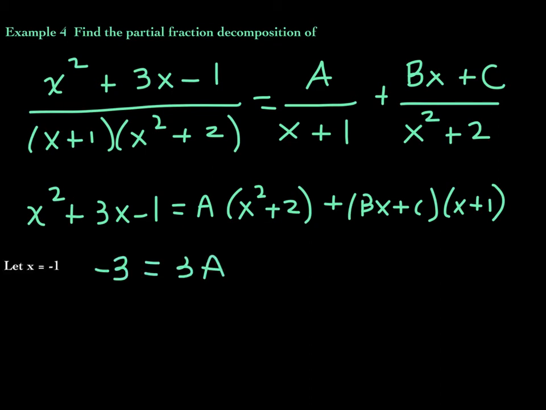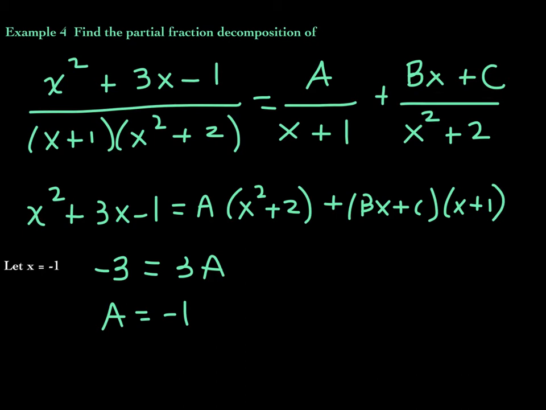Okay, I let x be -1. When you let x be -1 here on the left-hand side, you do get -3. And when you let x be -1 for this entire term here, it goes to 0 because of this factor. And here, -1 squared, of course, is 1, plus 2 is 3, so that's 3A. So this gives us that A must be -1. All right, keep that handy. We have one of our constants.